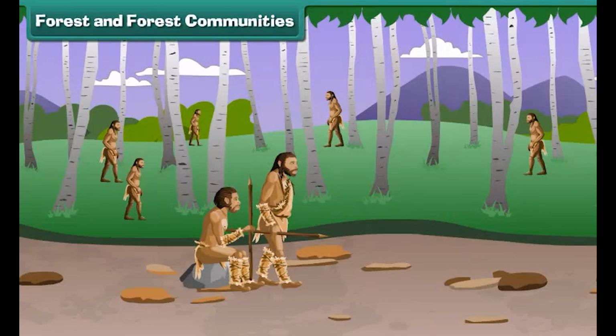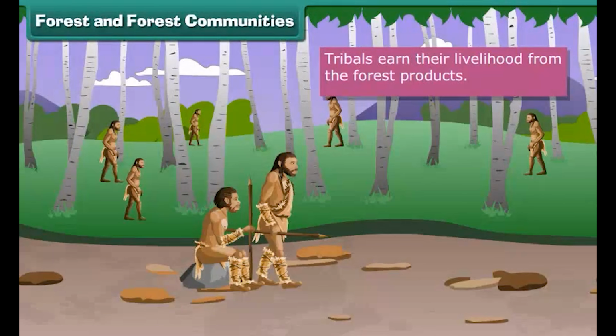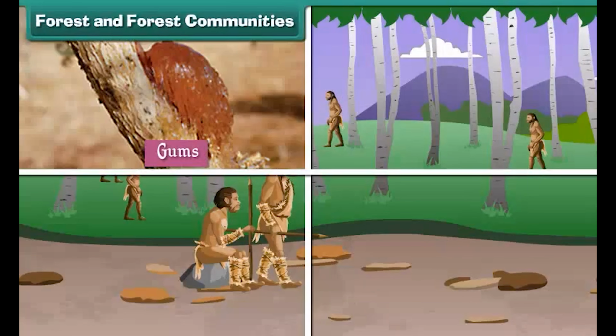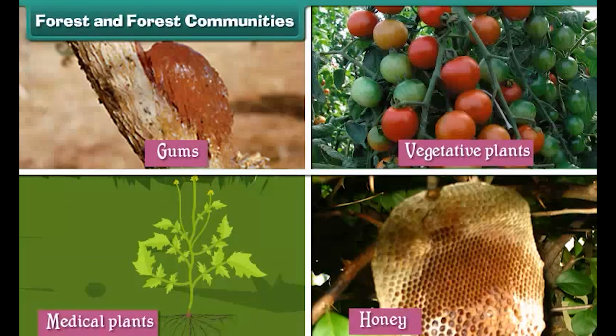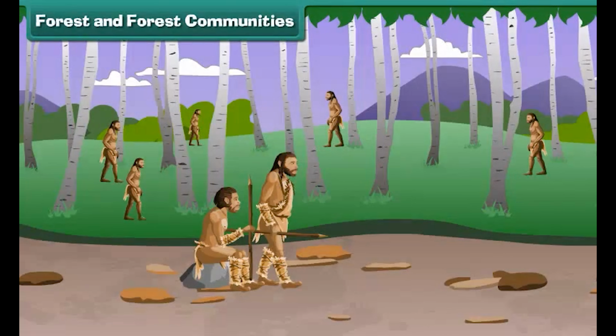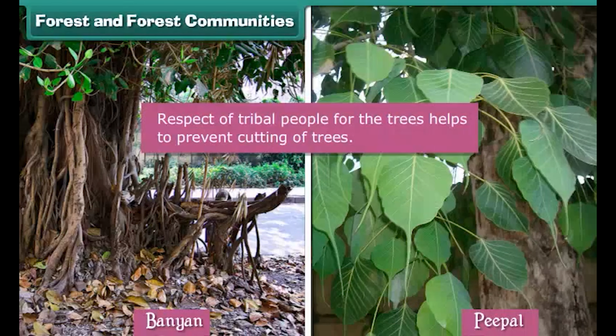The forest and forest communities. Have you seen these people? These are tribals. The tribal people collect tree leaves and fruits. The tribals earn their livelihood from forest products like gums, vegetable plants, medicinal plants, and honey. They get food as well as medicines from the different types of plants found in the forest. Tribals worship trees like banyan and peepal. This respect for the trees helps in their preservation.